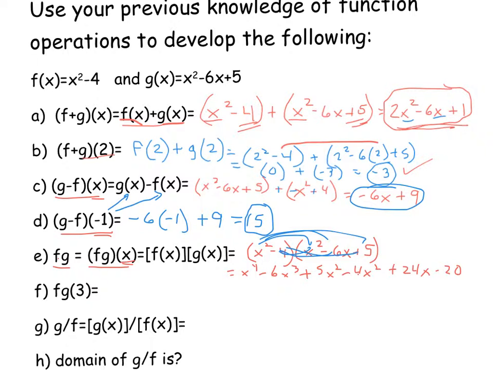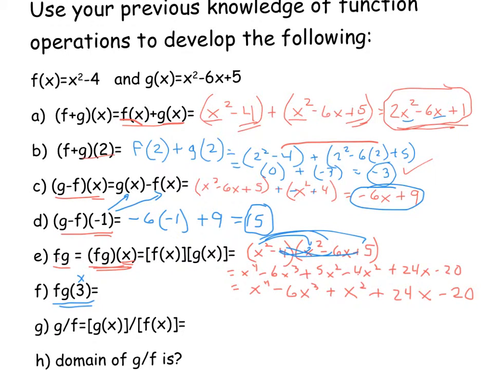Okay, combine like terms, and I will have an x to the fourth minus 6x cubed plus 1x squared, or just x squared, plus 24x minus 20. Okay, so that is f times g of x. So this next one they ask for f times g of 3.